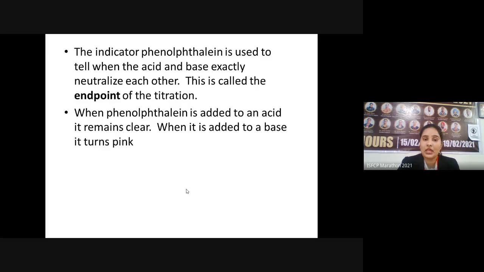With the help of an indicator, we exactly come to know the point at which the acid and base have completely neutralized one another. From the endpoint, we can come to know the volume of acid or base which has been used to neutralize the acid or base content in the unknown sample.